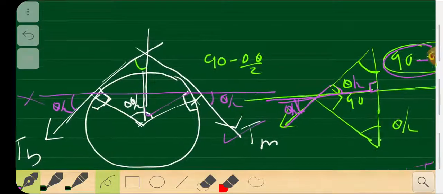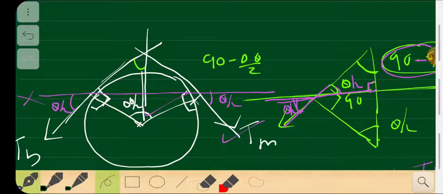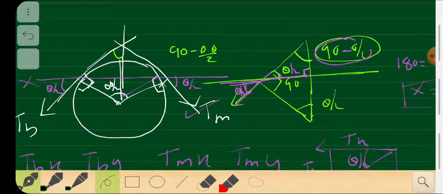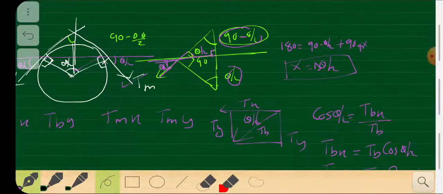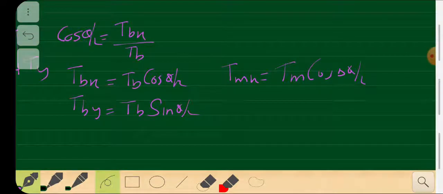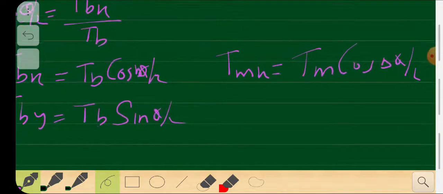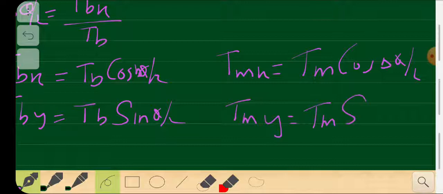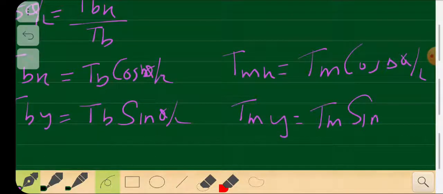So delta theta by 2 was the angle, I just called it theta by 2 here for easiness, so I don't have to repeat delta theta. So these are actually delta theta by 2's. Okay, so T of mass in the y direction will be T mass times sine delta theta by 2. Okay, we got that.